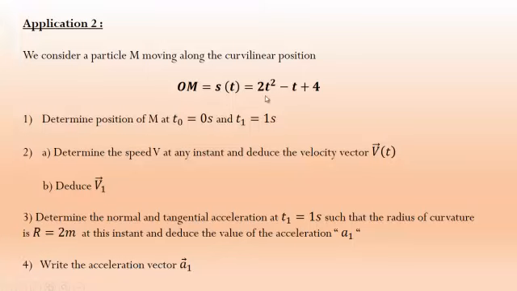s(t) equals 2t square minus t plus 4. We have a particle m moving along this curvilinear position. The first question is to determine the position of m at t0 equals 0 and at t1 equals 1. As simple as it is, we substitute t0 equals 0 in the equation, and then we can find s at t equals 0. Now part 2a is to determine the speed v at any instant and deduce the velocity vector. In order to find the speed v, we know that v equals s prime.